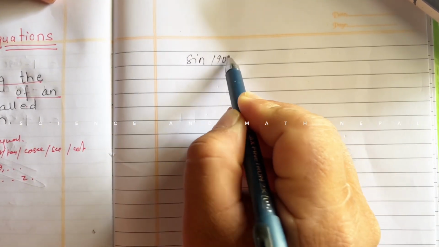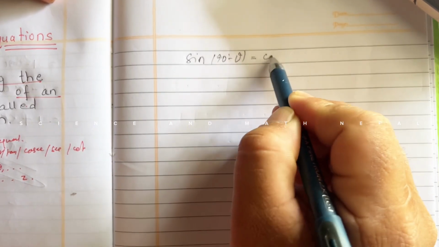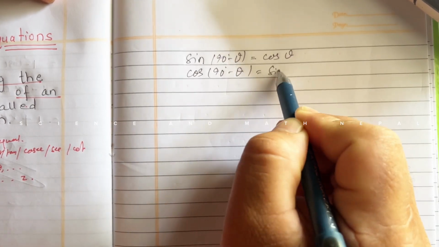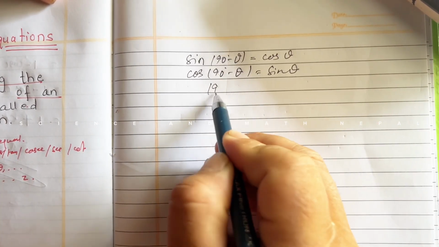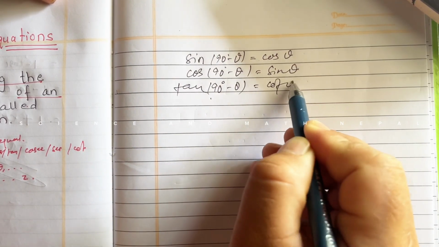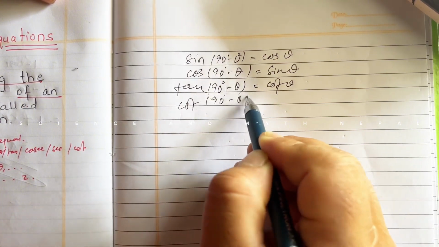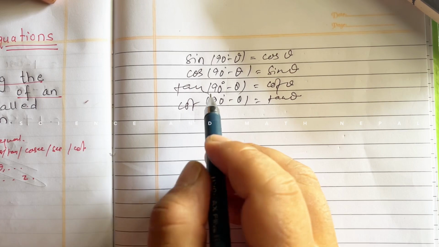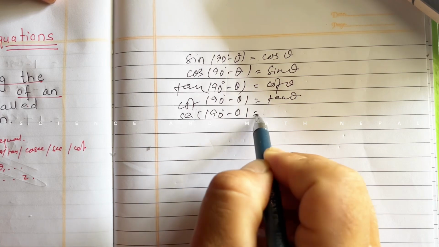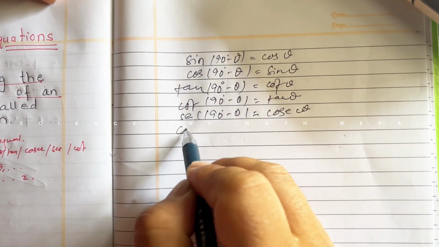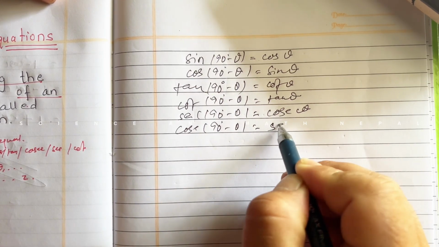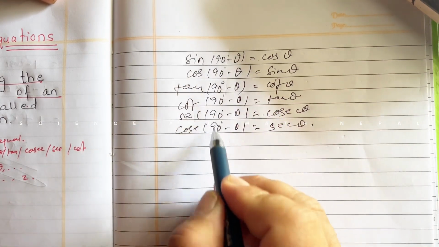sine 90 degree minus theta will be equal to cos theta, cos 90 degree minus theta will be equal to sin theta. Tan 90 degree minus theta will be cot theta, cot 90 degree minus theta will be equal to tan theta. Similarly, sec 90 degree minus theta will be equal to cosec theta, and cosec 90 degree minus theta is equal to sec theta.